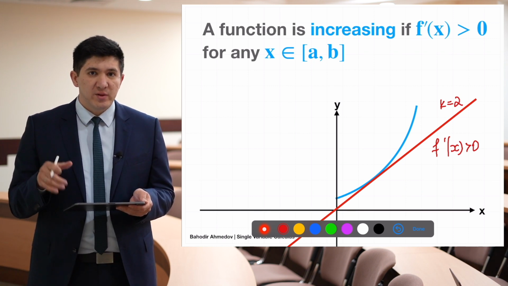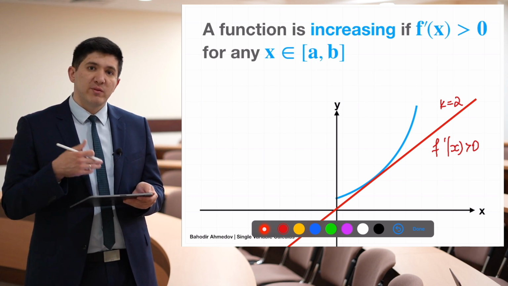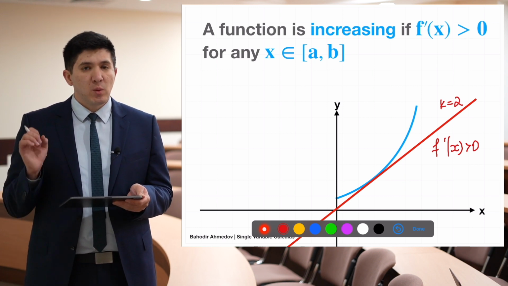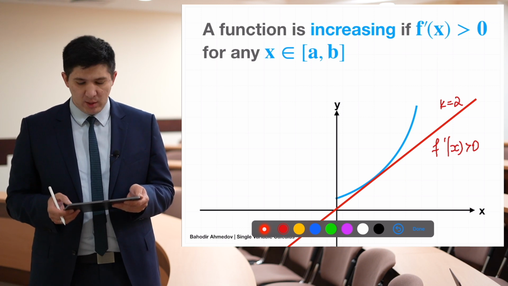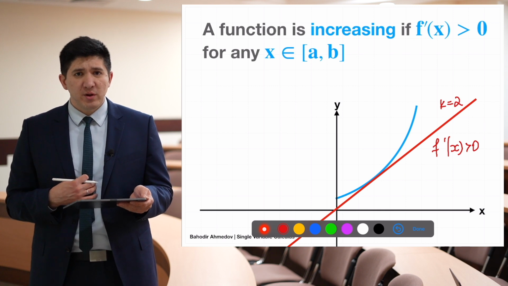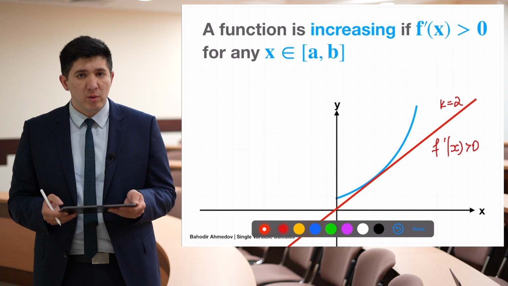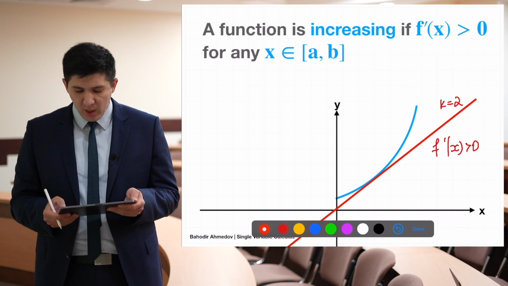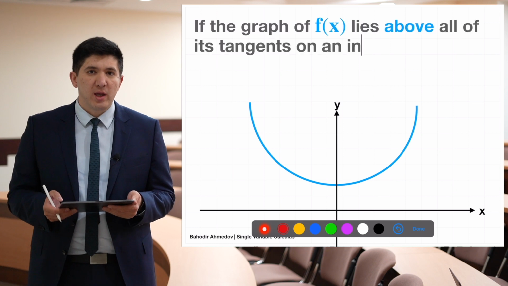When the first derivative is positive, the function is increasing. When the first derivative is negative, the function is decreasing. When the first derivative is equal to 0, those points are called critical points. It is very important for us to remember this technique because we are going to use it in our lecture today as well. So first of all, we are going to define so-called concavity, or concave upward.